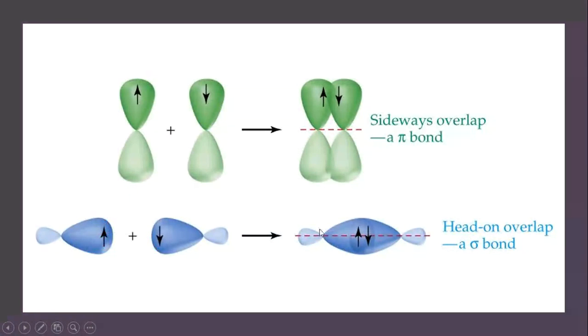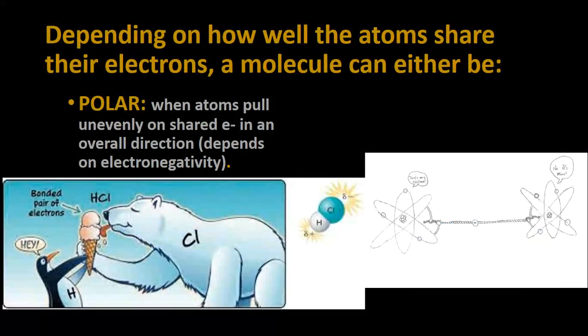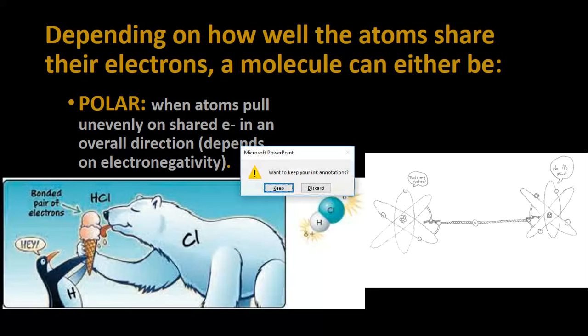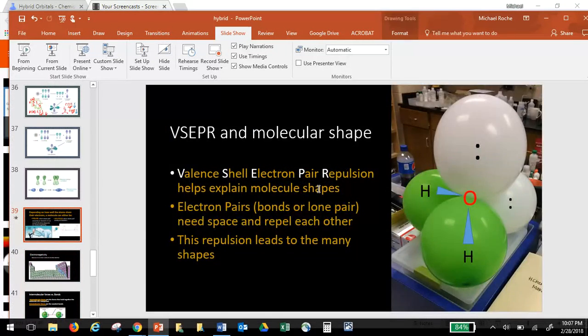So another way to look at this is here where you have the p orbitals. They sort of overlap in a sideways way, whereas the head-on sp orbitals will be what we call a sigma bond, where they hit each other sort of head-on. All right, I don't know if that helped or not, but I think it did.